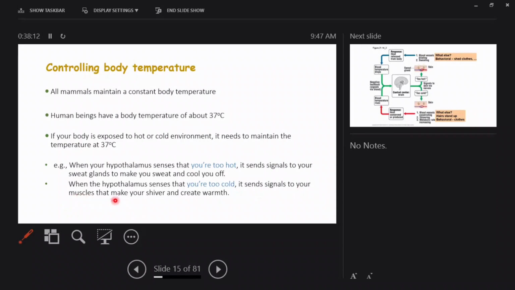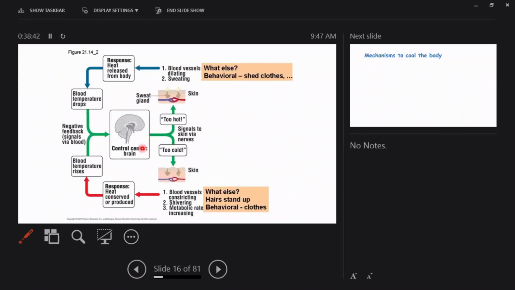When the hypothalamus senses that it is too cold, it sends a signal to the muscles to make you shiver and create warmth. The hypothalamus signals the muscles that the body is too cold, so they start to generate some movement or shivering, creating heat and warmth for the body and maintaining the body temperature at 37 degrees.